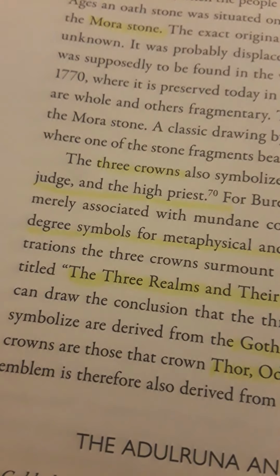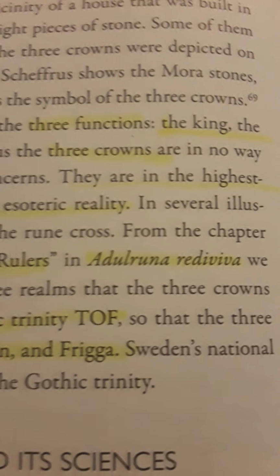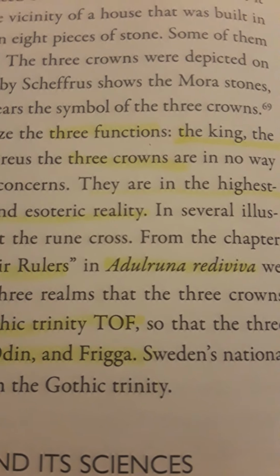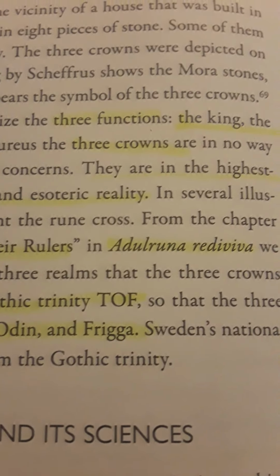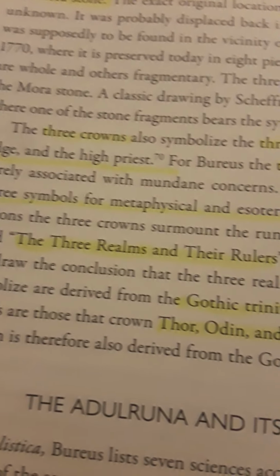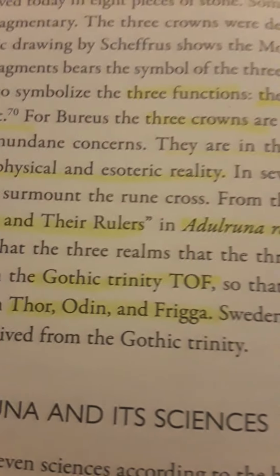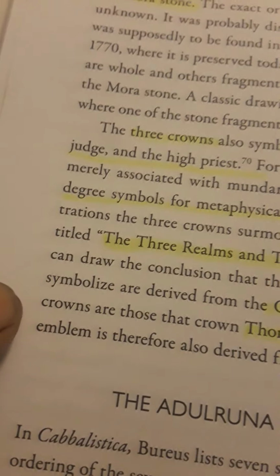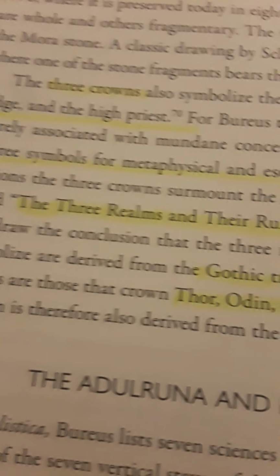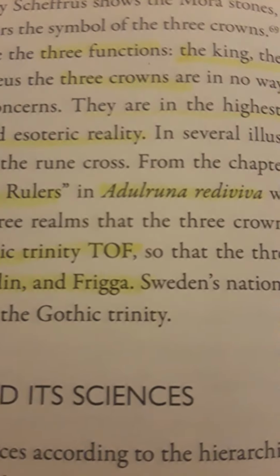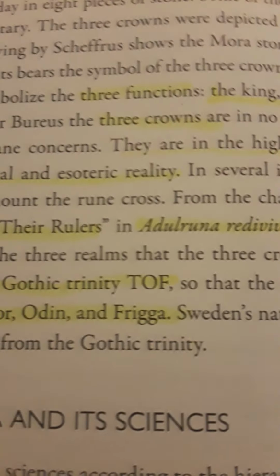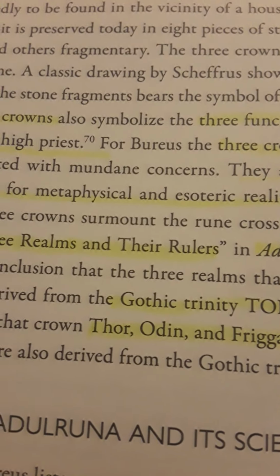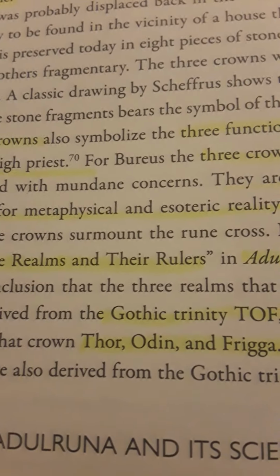From the chapter titled The 3 Realms and Their Rulers in Adul Runa Redi Viva, we can draw the conclusion that the 3 realms that the 3 crowns symbolize are derived from the Gothic Trinity, so that the 3 crowns are those that crown Thor, Odin, and Frigga. Sweden's national emblem is therefore also derived from the Gothic Trinity. So you have Thor, Odin, and Frigga, father, son, and woman.